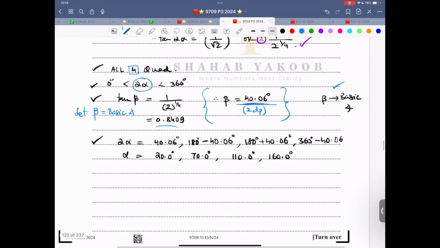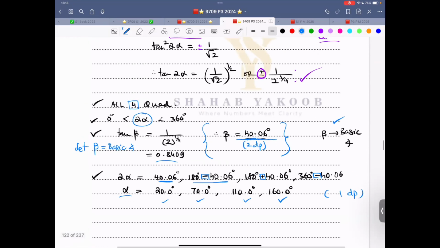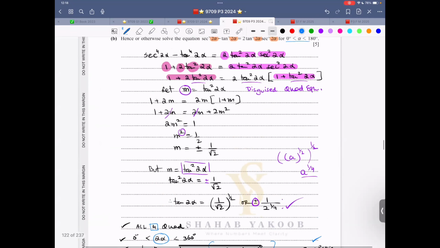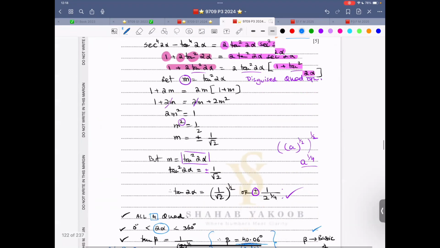So 2 alpha is 40.06, first quadrant, second quadrant 180 minus basic angle, third quadrant 180 plus basic angle, fourth quadrant 360 minus basic angle, and then make alpha the subject. All final answers should lie between 0 and 180, while 2 alpha was lying between 0 and 360. So that is how this particular question is done.